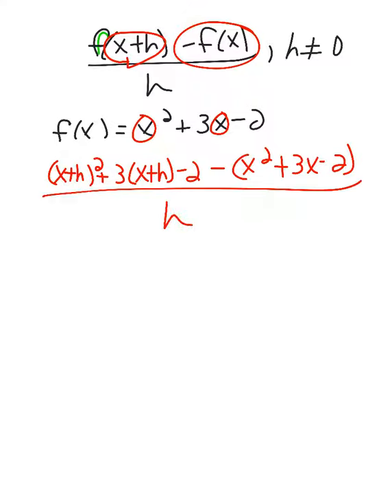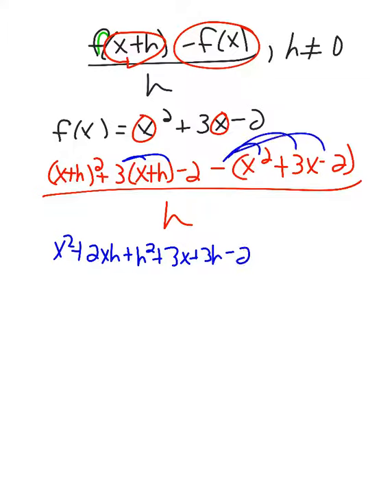All right, so we should all be good with (x+h) squared. That's x squared plus 2xh plus h squared. Distribute the 3: plus 3x plus 3h minus 2. Distribute the negative: minus x squared minus 3x plus 2, over h.